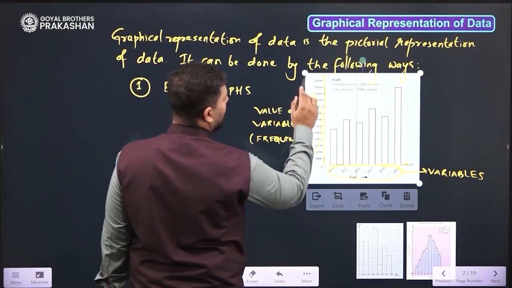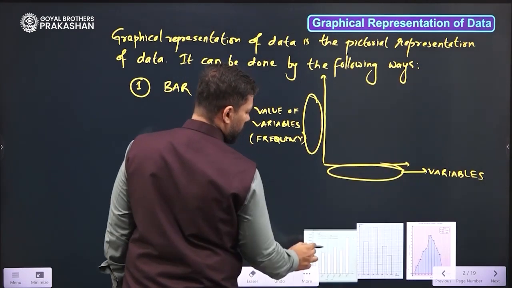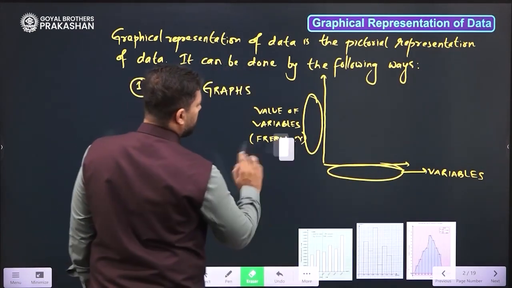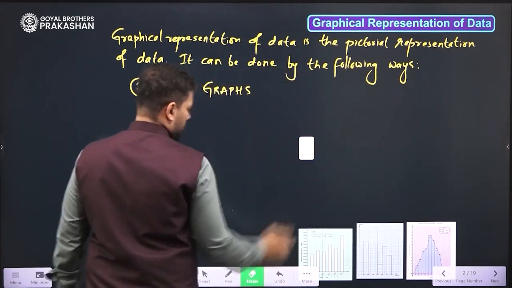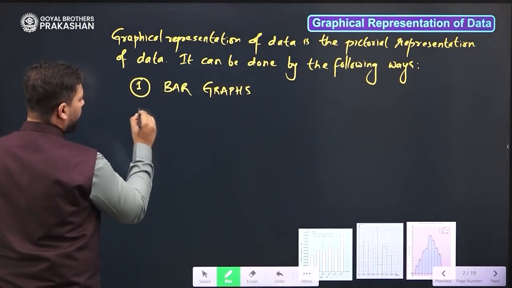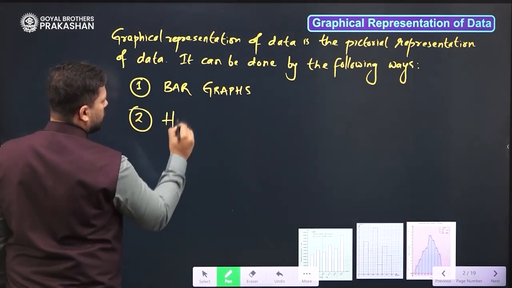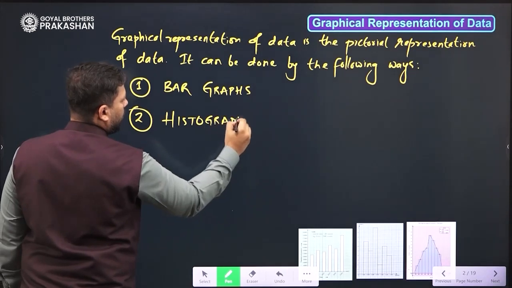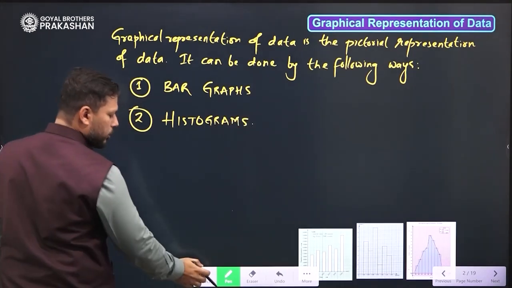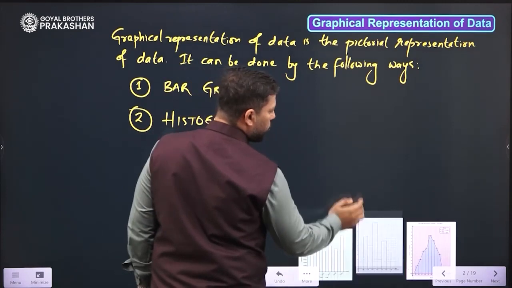Let us now understand the next form. What is the next form? Let me just erase it. So the next way of graphical representation is histograms. What is a histogram? Let me just show you an image. You will get to know about it.